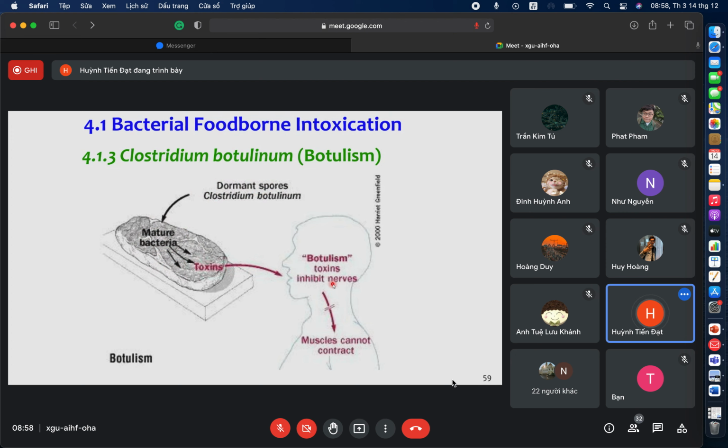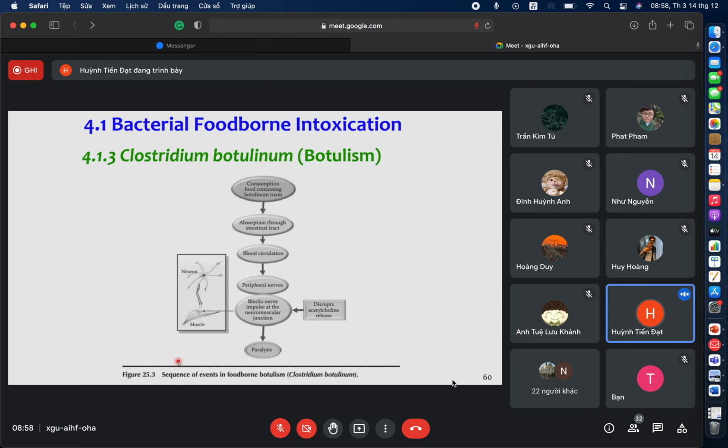Botulism toxin inhibits the nerves and causes a problem with muscle control. It means the muscle cannot contract, because of the lack of signal from the brain, since the nerves are already inhibited. That's botulism.